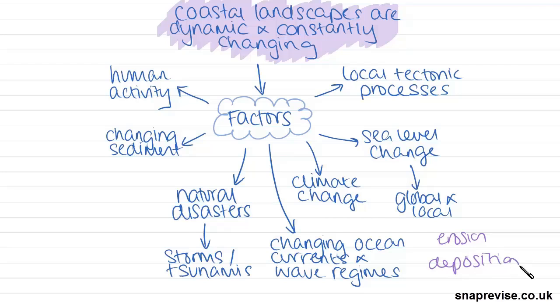And also natural disasters can have a huge impact, such as storms and tsunamis. They can tend to destroy coastal environments and do a lot of damage to coastal landforms. We also have sometimes changing sediment patterns. So where we have our landforms of erosion and deposition, if we have less sediment, this is obviously going to affect the building and maintenance of those landforms. And also human activity can influence coastal landscapes as well.